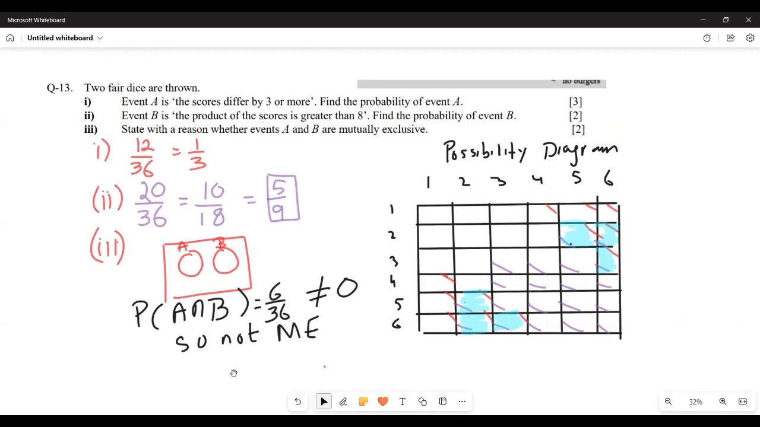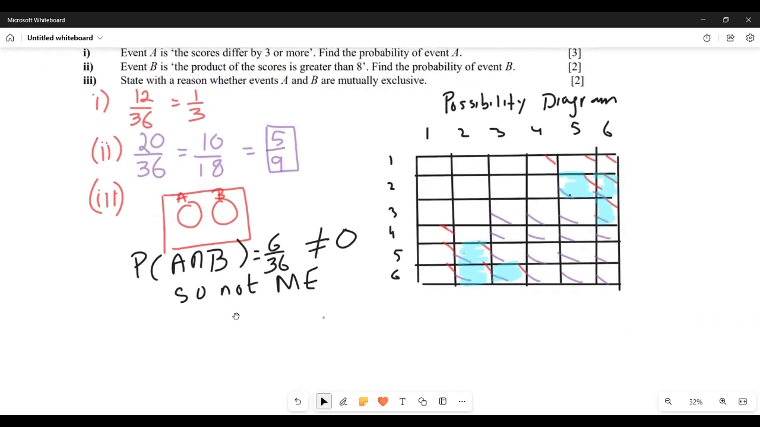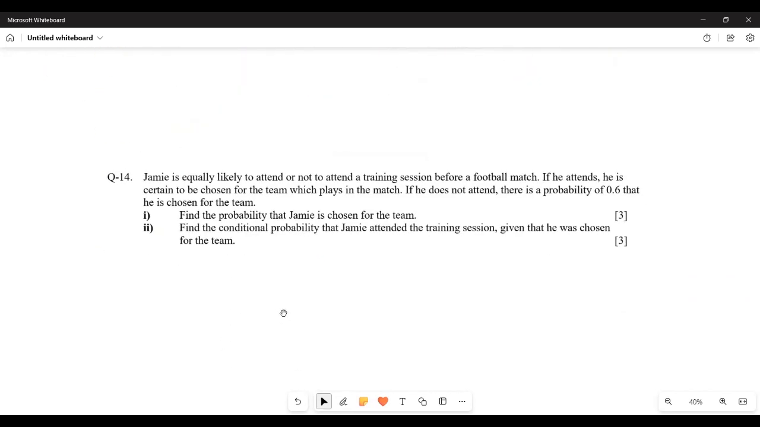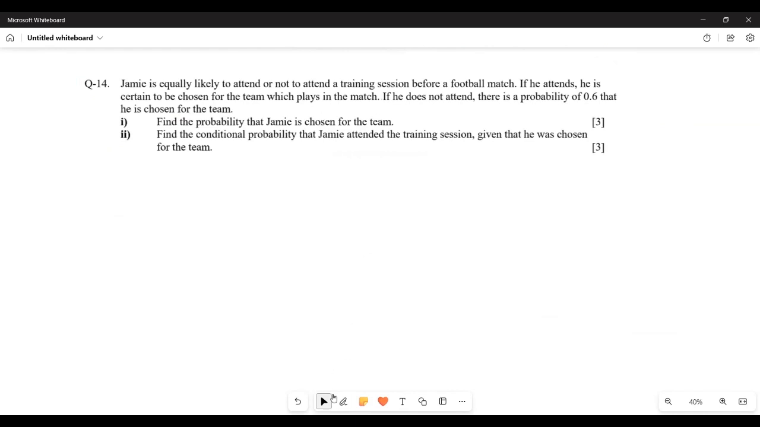Question 14. Jamie is equally likely to attend or not attend a training session before a football match. If he attends, he is certain to be chosen for the team which plays in the match. If he does not attend, there's a probability of 0.6 that he is chosen for the next team.